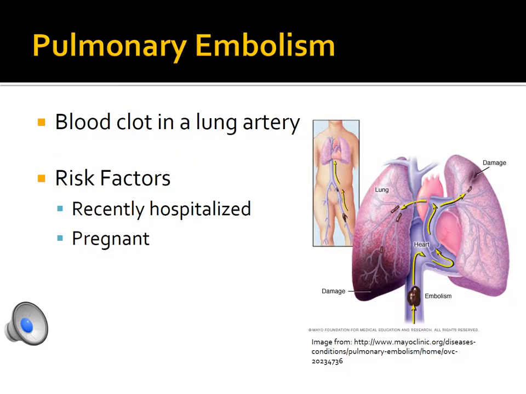Now, briefly, a PE is a blood clot in an artery in the lung. The blood clot is going to block the blood flow to the parts of the lung, obstructing any perfusion to the alveoli and potentially causing lung infarction. Now, most often, the blood clot forms in the veins of the legs and then travels to the heart and then the lungs, where it then becomes lodged. Now, this patient's risk factors for developing the PE include her recent hospitalization and pregnancy.